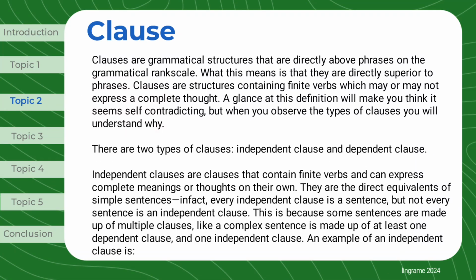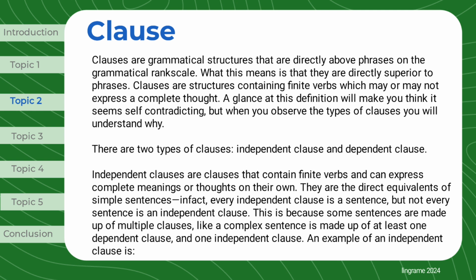What are clauses? Clauses are grammatical structures that are directly above phrases on the grammatical rank scale. What this means is that they are directly superior to phrases. Clauses are structures containing finite verbs which may or may not express a complete thought. A glance at this definition will make you think it seems self-contradicting, but when you observe the types of clauses you will understand why. There are two types of clauses: independent clause and dependent clause.